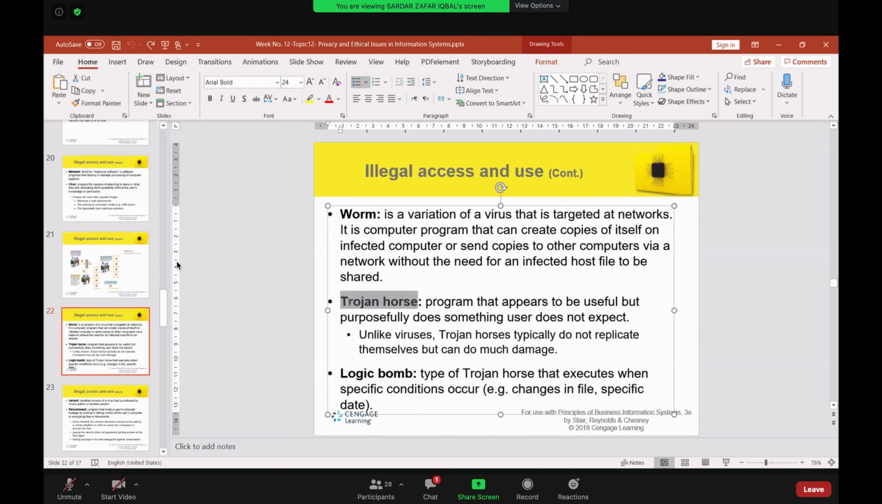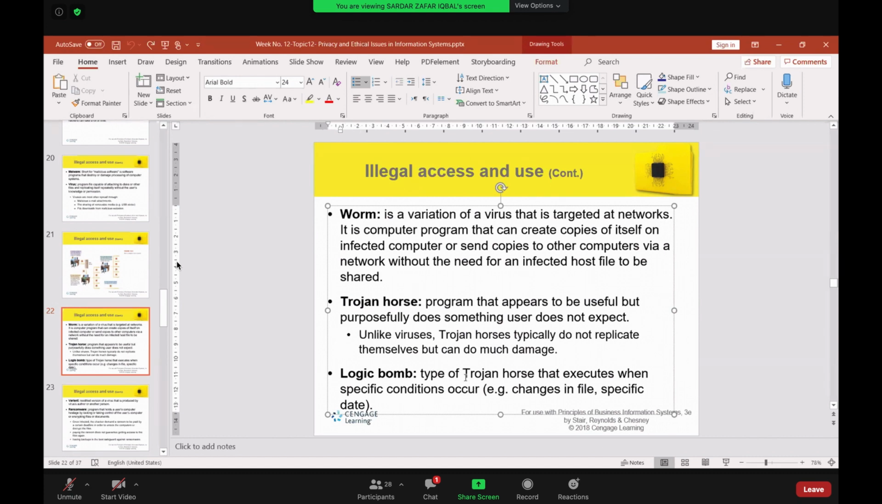Trojan horse is a very famous term. I guess in many movies, the Trojan horse is used. It is actually from history, a very historic fight, where one side used this Trojan horse. It looks like a horse, and you don't know what is inside, and it will harm you. It is a program that appears to be useful but purposefully does something the user does not expect. Unlike viruses, Trojan horses typically do not replicate themselves but can do damage. So they are not creating copies, but they can do a lot of damage. Some files appear to be useful, but actually these are Trojan horses. This is a trap.